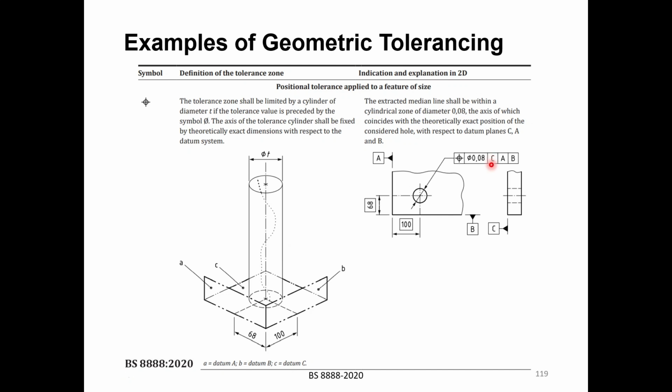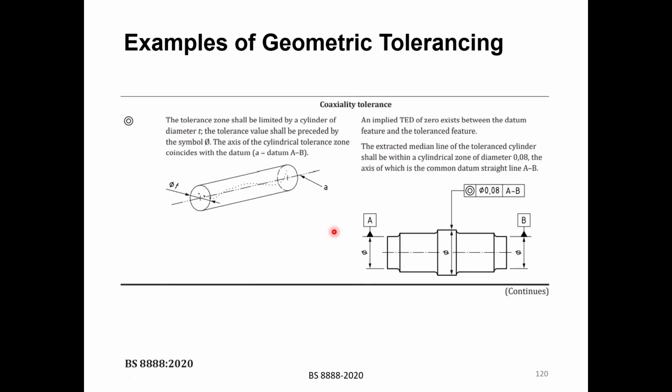And here it's perpendicular to C, so the center line here, or the position of this one, is perpendicular to C, and it is defined by 100 mil with respect to A, and 68 mil with respect to B. But again, as I said, as long as the center line that is going out of the page at this point is within this tolerance zone, we should be fine.